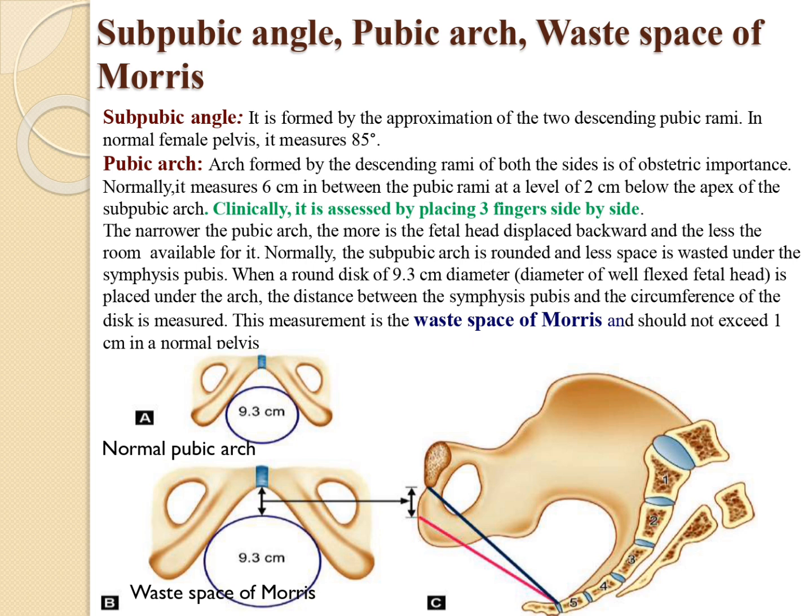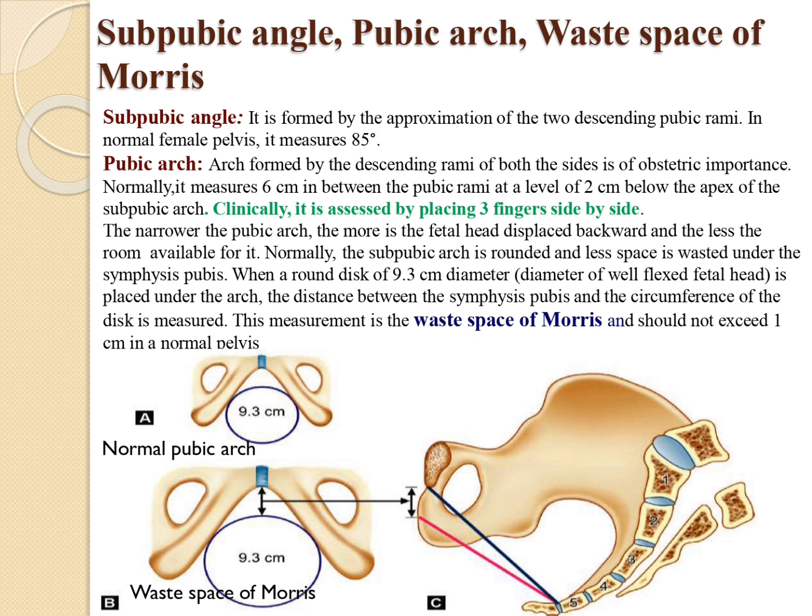This slide shows the subpubic angle, pubic arch, and waist space of Morris. The subpubic angle is formed by approximation of the two descending pubic rami in a normal female pelvis. It measures 85 degrees. The pubic arch is formed by the descending pubic rami of both sides, and it is of obstetric importance. Normally, it measures 6 cm between the pubic rami at the level of 2 cm below the apex of the subpubic arch. Clinically, it is assessed by placing 3 fingers side by side.